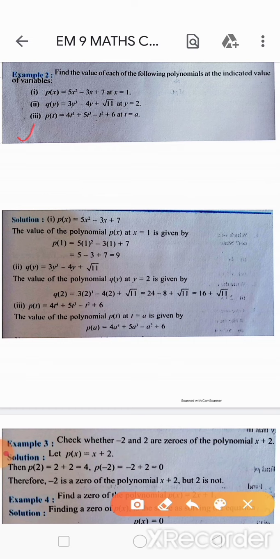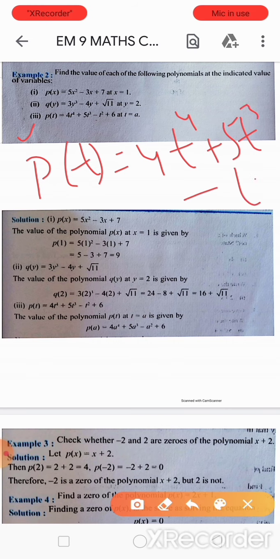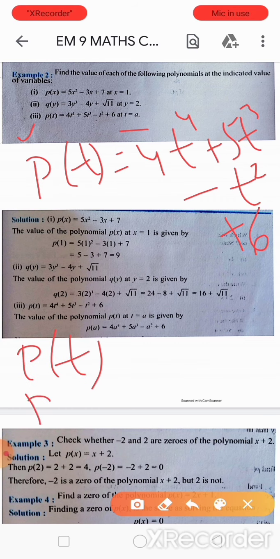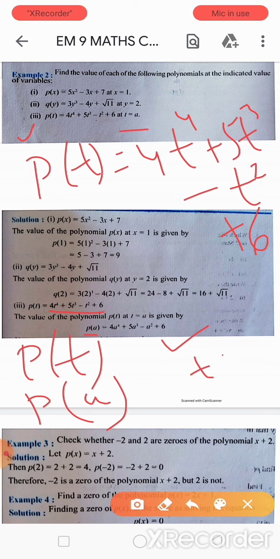Next, question number 3: our polynomial p of t is equal to 4t raised to 4 plus 5t cube minus t square plus 6. We have to find the value at t is equal to a. For that we substitute, where the polynomial variable t is replaced by a. We write our polynomial p of a is equal to 4a raised to 4 plus 5a cube minus a square plus 6, and this is the polynomial for the value t is equal to a.